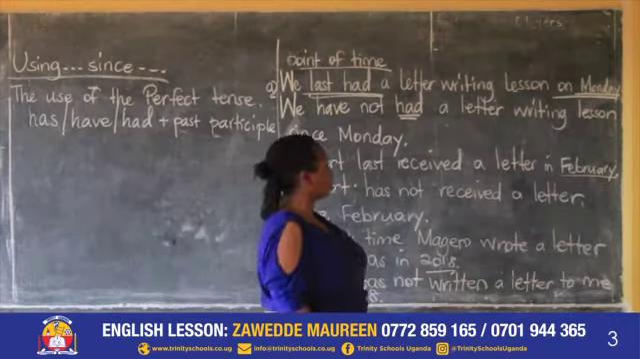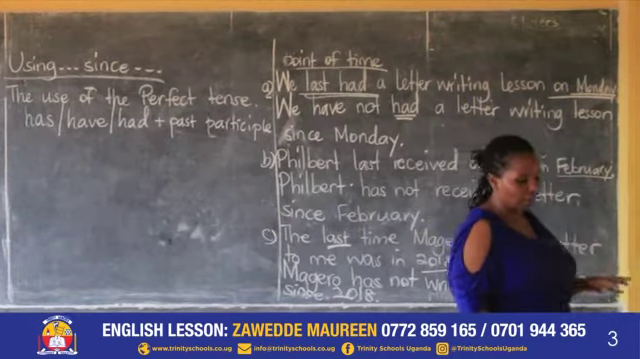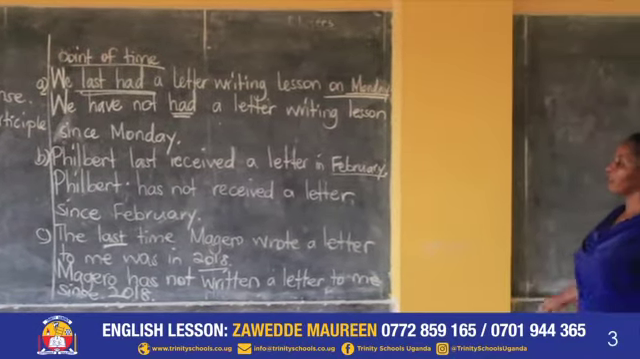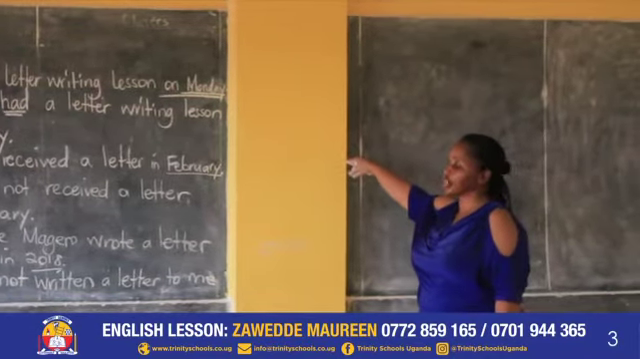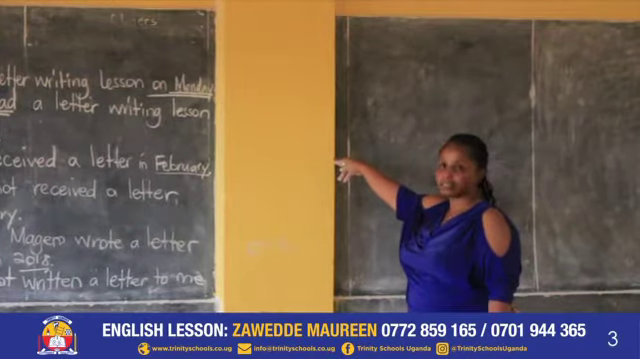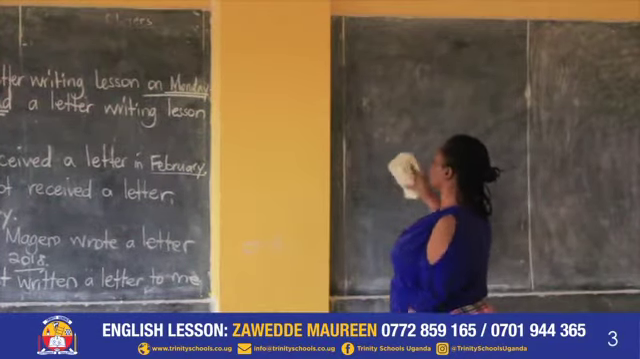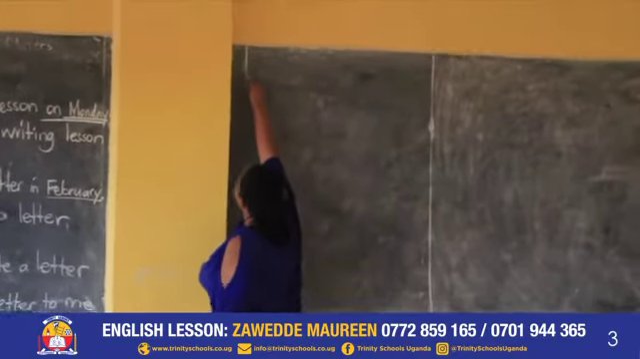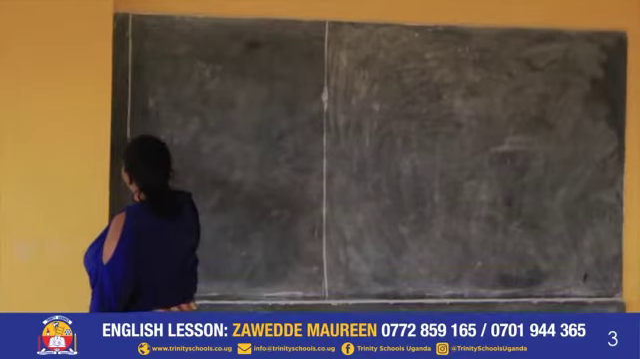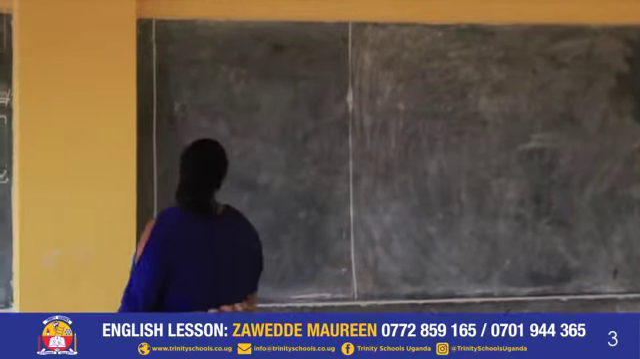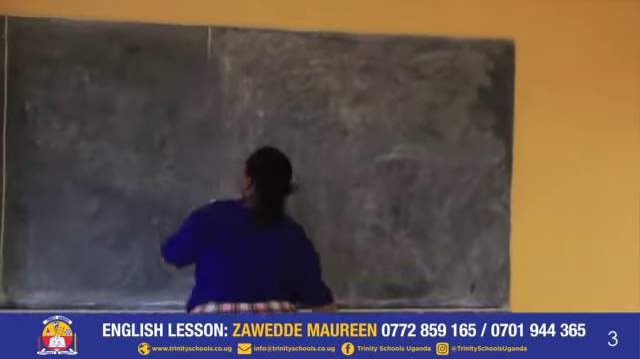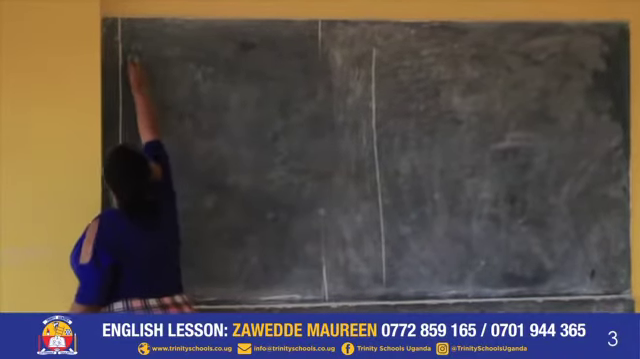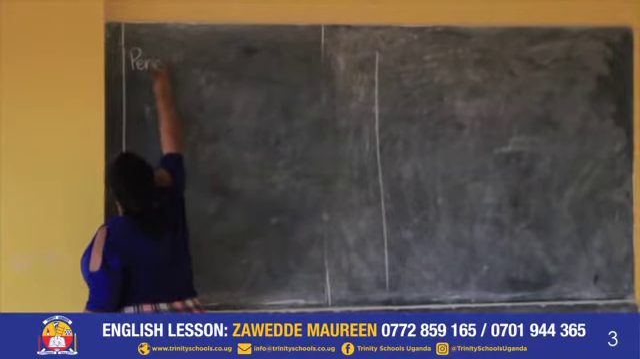That is the first meaning. That is the first use of since, where we express the point of time when an action last happened. Then we are going to look at another meaning or another way we can use since when we express a period of time.